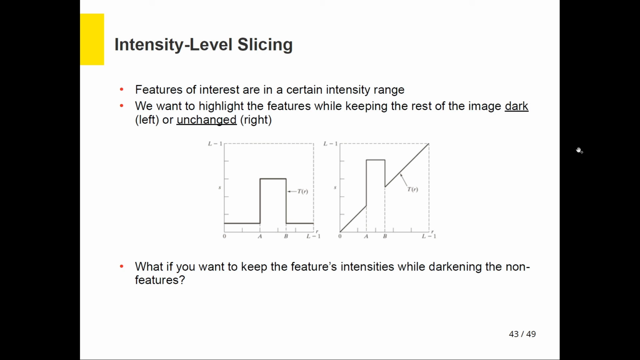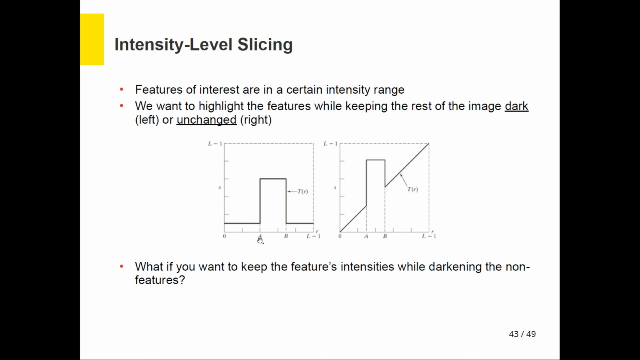We can have intensity level slicing functions too. These are usually useful when you want to apply a certain function on a given range of intensity values. So for example, if you want to have features of a specific region stay in the same intensity while other pixels change their value. So let's just go for this example.